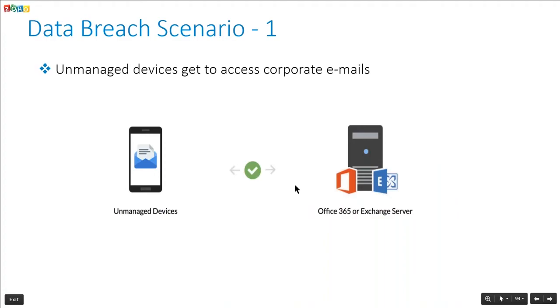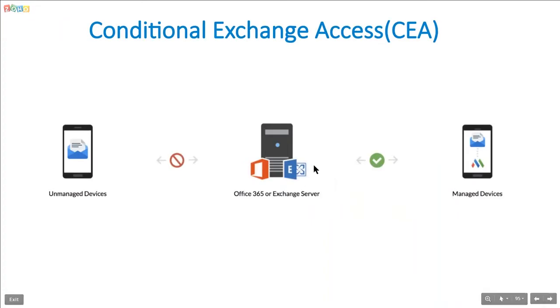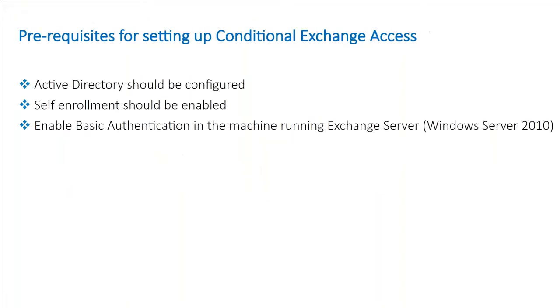So with the help of the MDM server, you can now set up the conditional exchange access. With the help of conditional exchange access, you can ensure that only your managed devices get access to your Exchange server, whereas your unmanaged devices are completely restricted. Here are a few prerequisites for setting up conditional exchange access. You need to ensure that the Active Directory is configured and that self-enrollment is enabled on your MDM server. Apart from this, you also need to enable basic authentication in the machine that is running Exchange server.